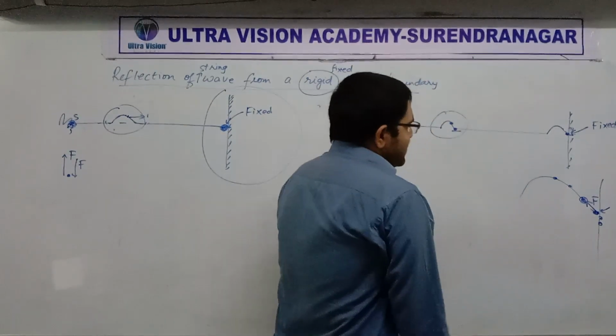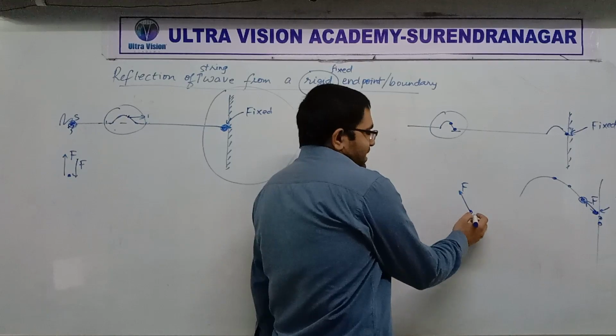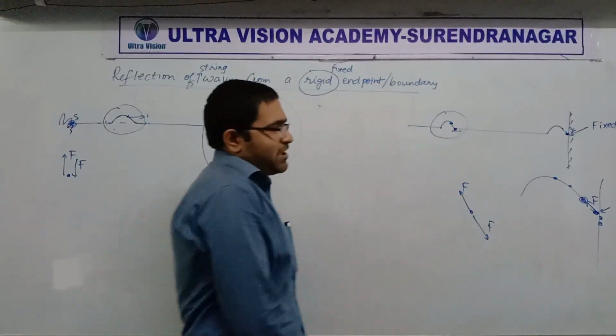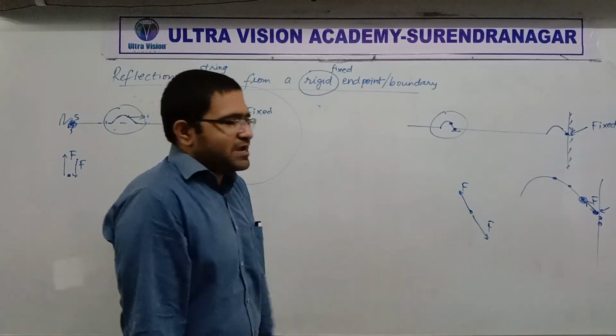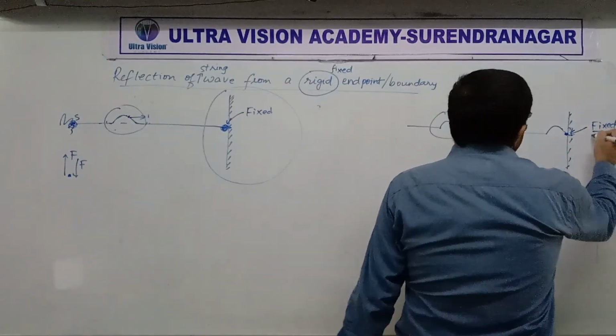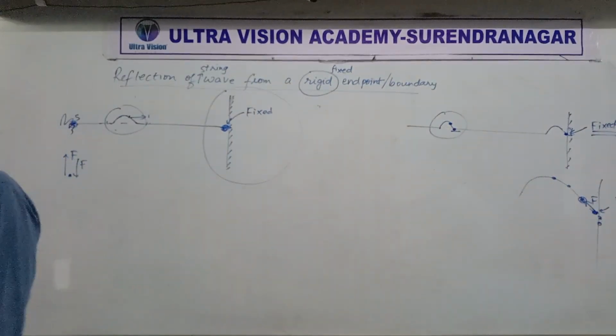It's basically whatever force the particles of string apply, the same force but in opposite direction, the molecules of the wall will apply and everything will get cancelled. So that's why this last particle on the string will always remain fixed. Is that clear? What I said is clear or not clear?